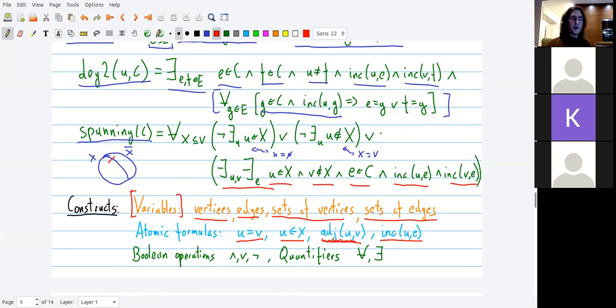And then given those atomic formulas, I can make larger formulas by doing Boolean operations, including negation, and I can do quantification, both existential and universal. This quantification can be applied to variables of all the types. In particular, I can quantify over sets of vertices and sets of edges. Good. Are there questions at this point about the definition of MSO?